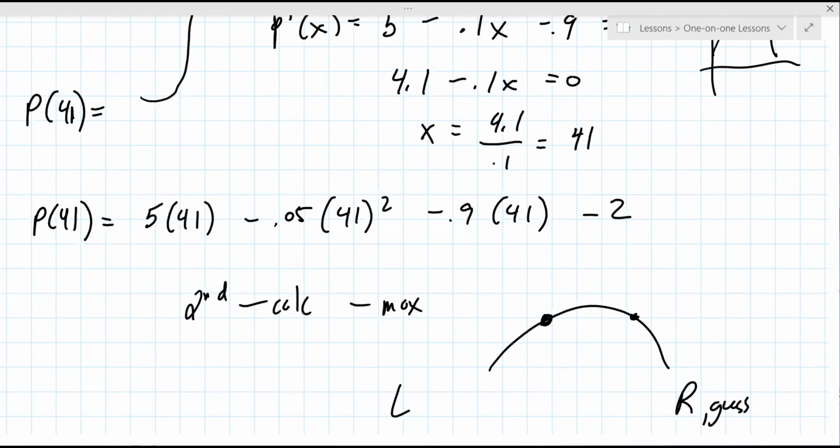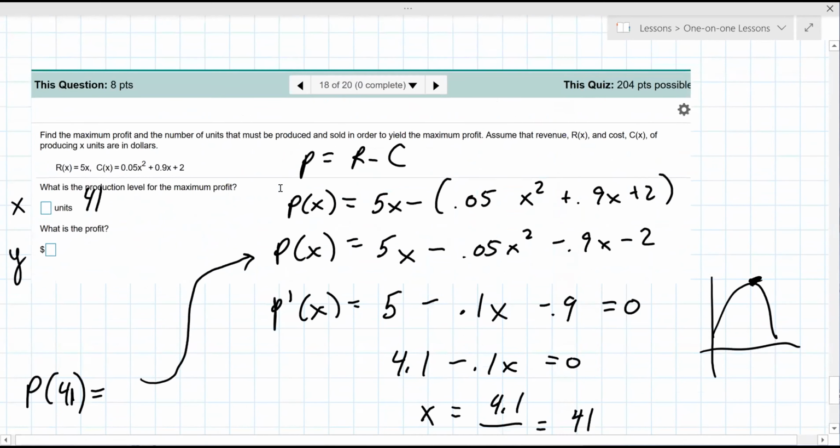Okay, so x is 41, y is 82.05. Is it 85? I got 82.05. For the profit? Yes. Okay, it's reasonable. Try it again just to make sure. Yeah, 82.05.